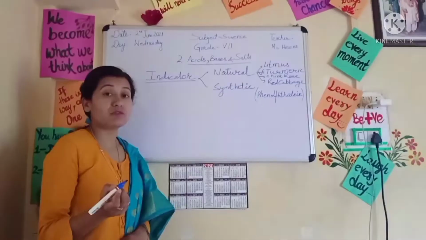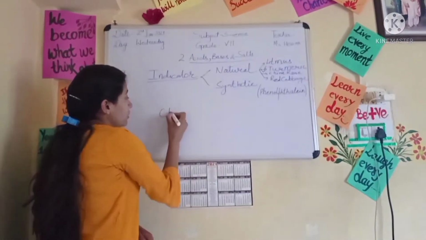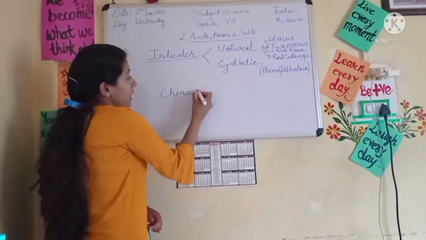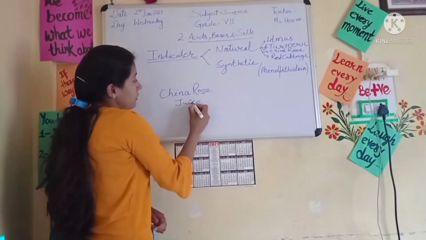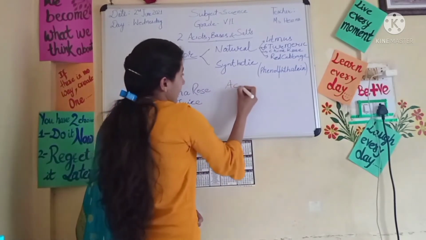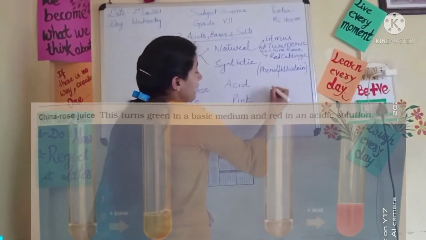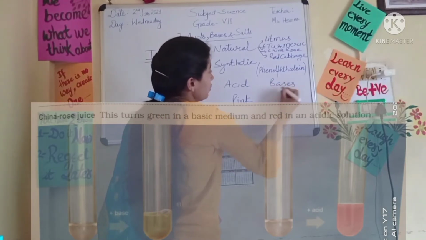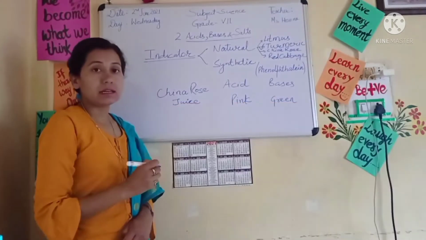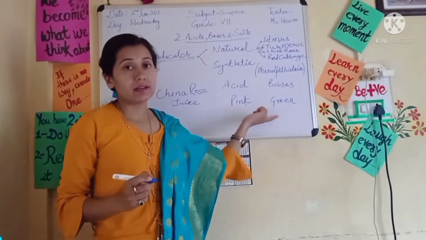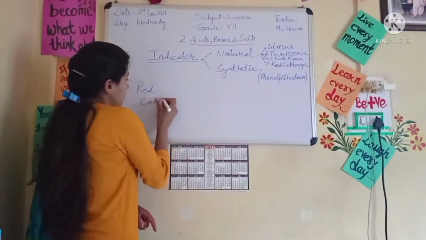Similarly, we can perform it for China rose and red cabbage. What will happen in China rose? If you use China rose juice, what will be the indication? Acids will turn pink in color and bases will turn light green in color. Okay. Similarly, we have it for the red cabbage.